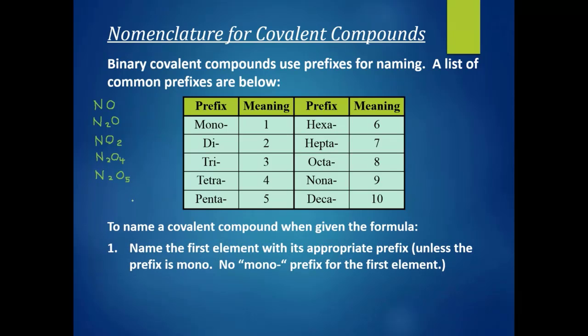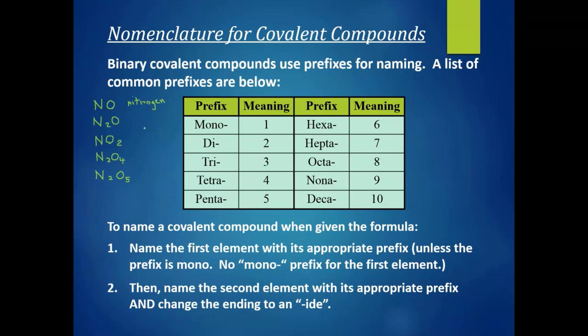So to name a covalent compound, all you need to do is name the first element with an appropriate prefix, unless the prefix is mono. So there's no mono for the first element. For example, for this first NO, I would not say mononitrogen monoxide. I would just say nitrogen. I would just name the first element as an element, nitrogen. Now, if there are 2 of them, I would say dinitrogen. If there are 3 of them, I would say trinitrogen, etc.